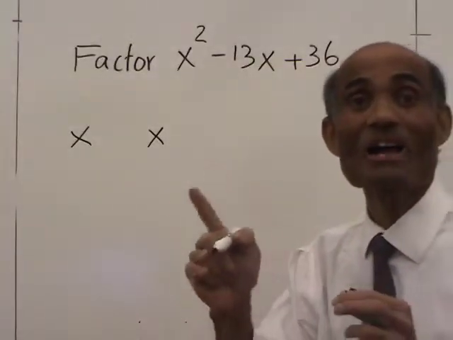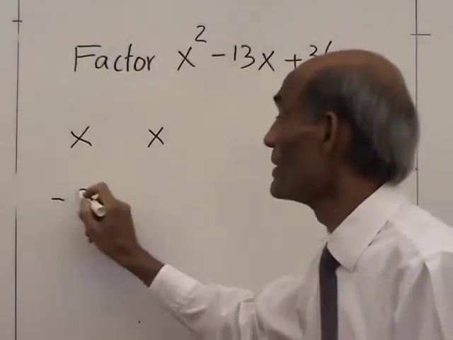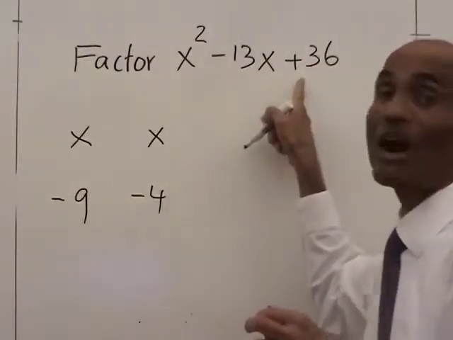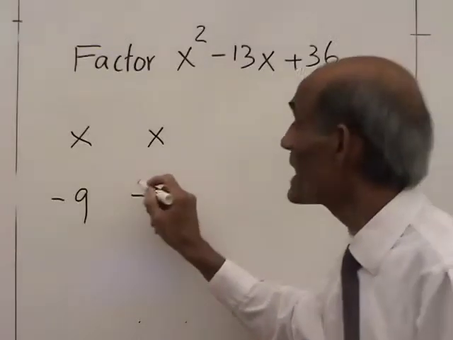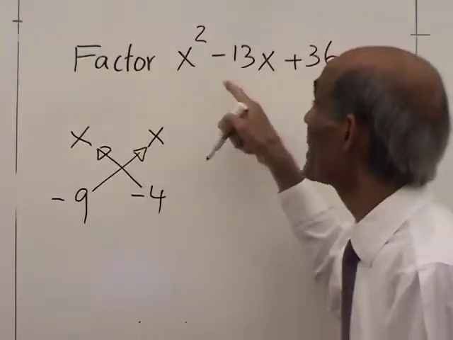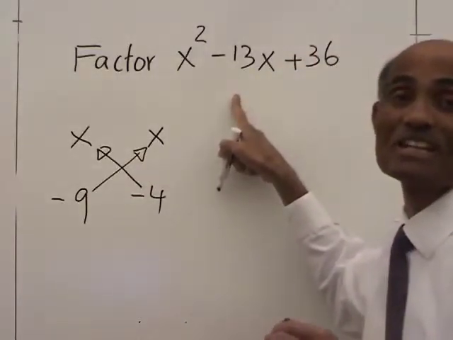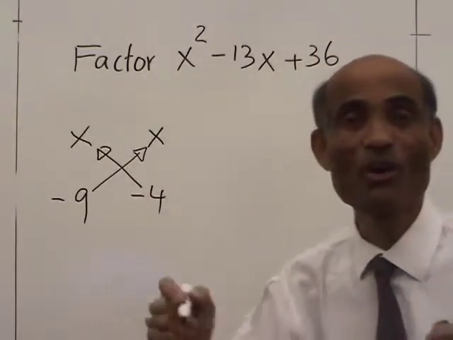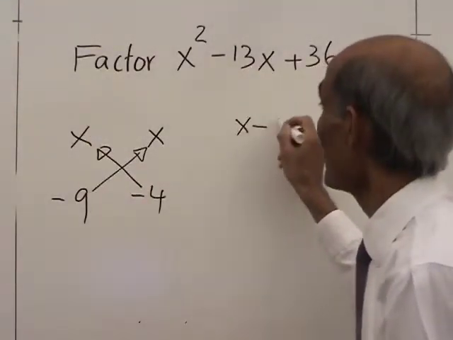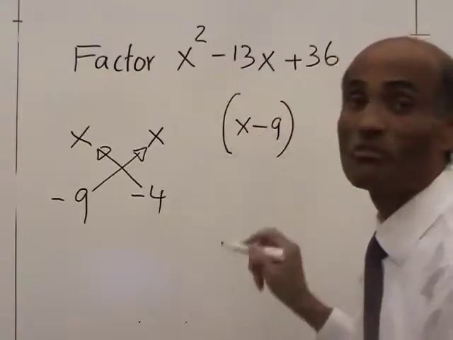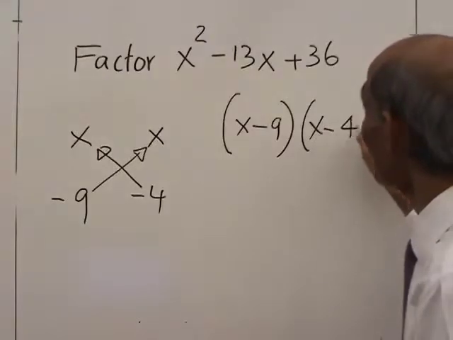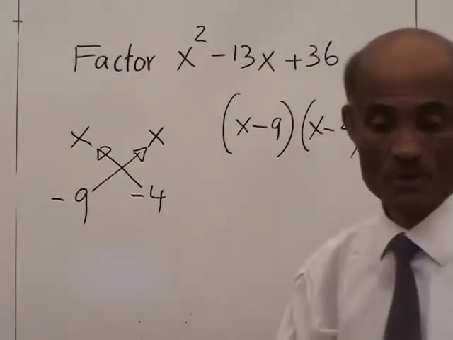Negative 9 and negative 4. Look at this. Negative 9 times negative 4 is positive 36. And negative 4x added to negative 9x is negative 13x. Look at the way you need to look for factoring trinomials. What are the factors? The factors are x minus 9 is the first factor and x minus 4 is the second factor. Alright.